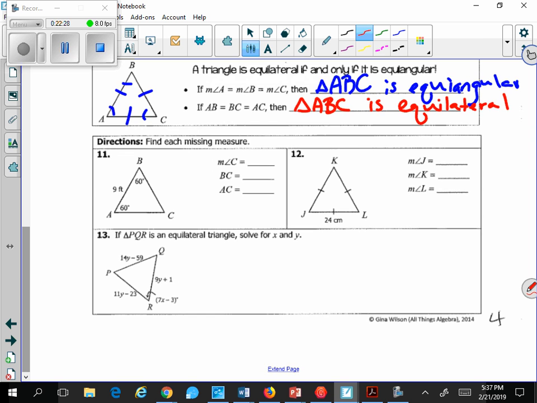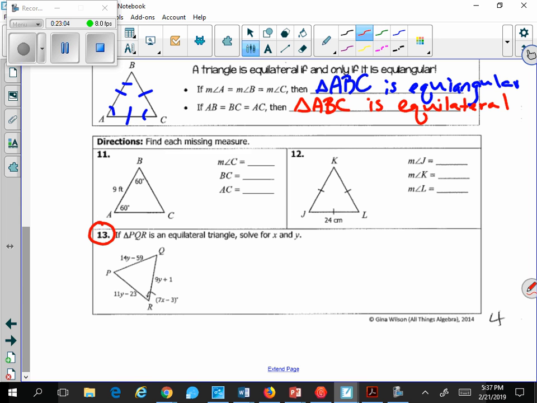So let's actually go down, number 11 and 12, those aren't very exciting because all of those answers are going to be pretty much the same. But what is a little bit trickier is if I look at number 13, they're telling me that PQR is an equilateral triangle. They want me to find X and Y. My expression with an X in it is pointing to an angle, and I've got Y's on all the sides.